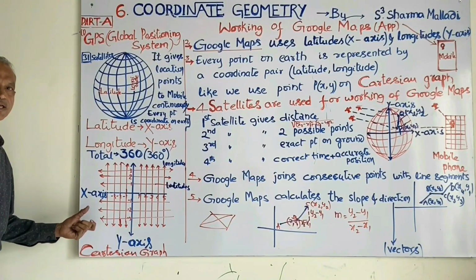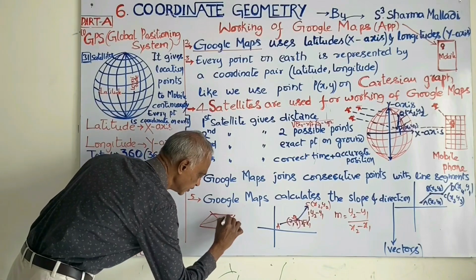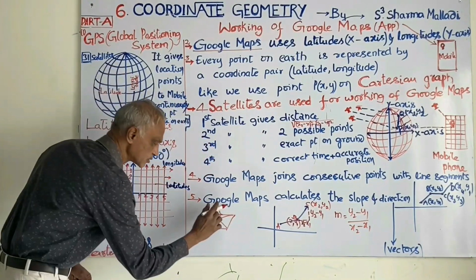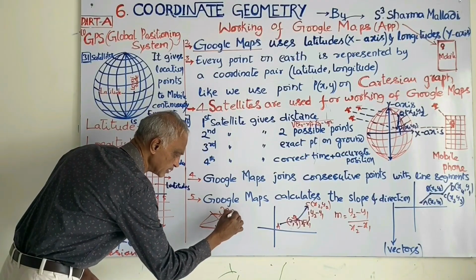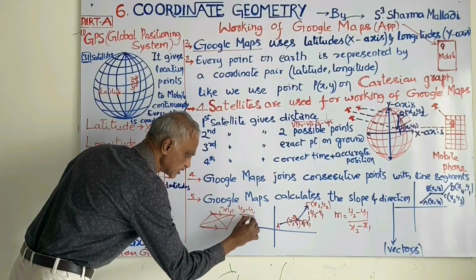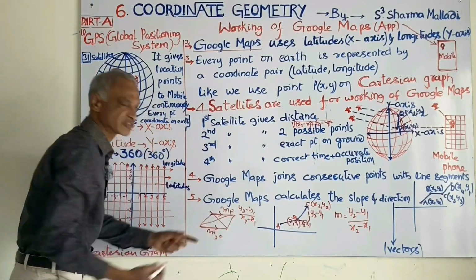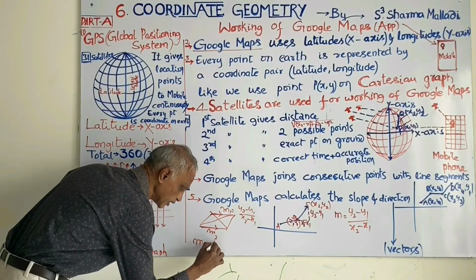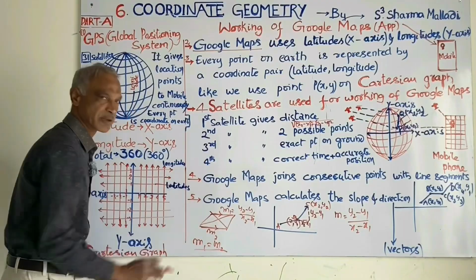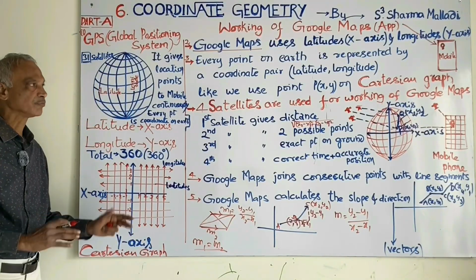The Cartesian plane is imaginary lines. Also, we can find out whether these two lines are parallel to each other or not. You find the slope m1, that is y2 minus y1 by x2 minus x1, and also you find the m2 slope using this formula. If m1 is equal to m2, these two lines are parallel to each other. That is the use of coordinate geometry, already I told you.